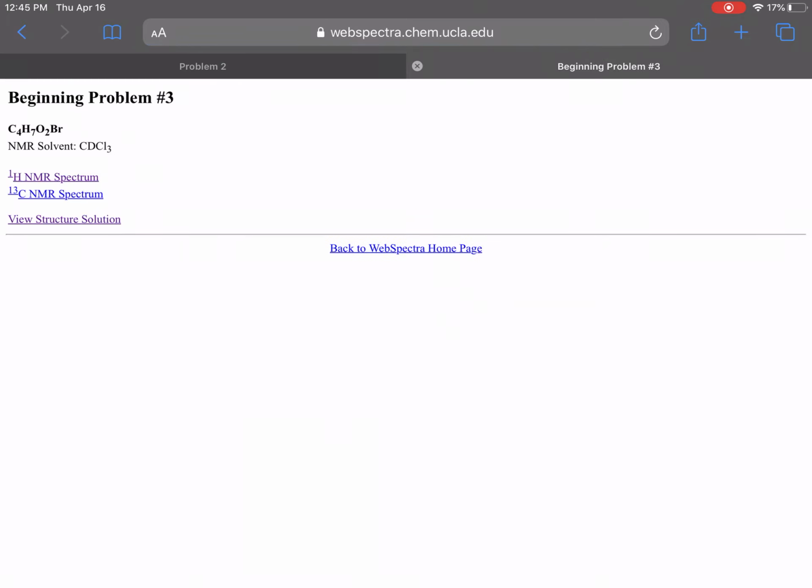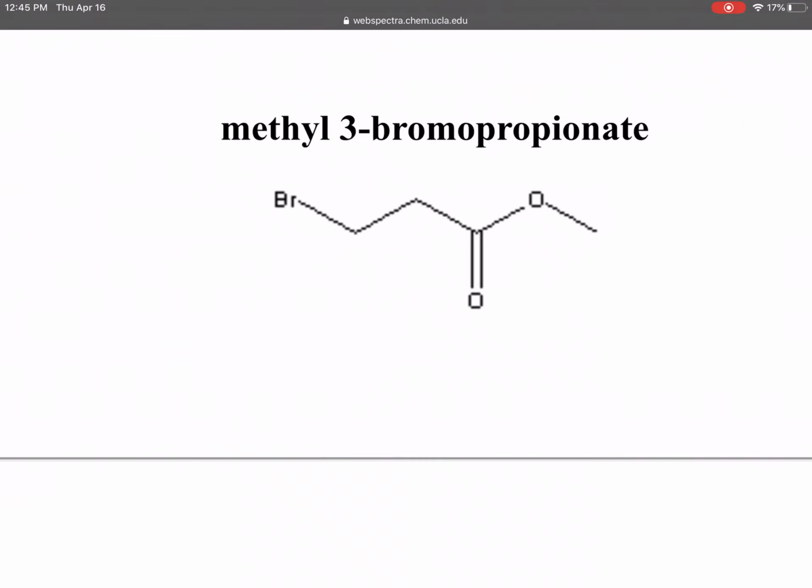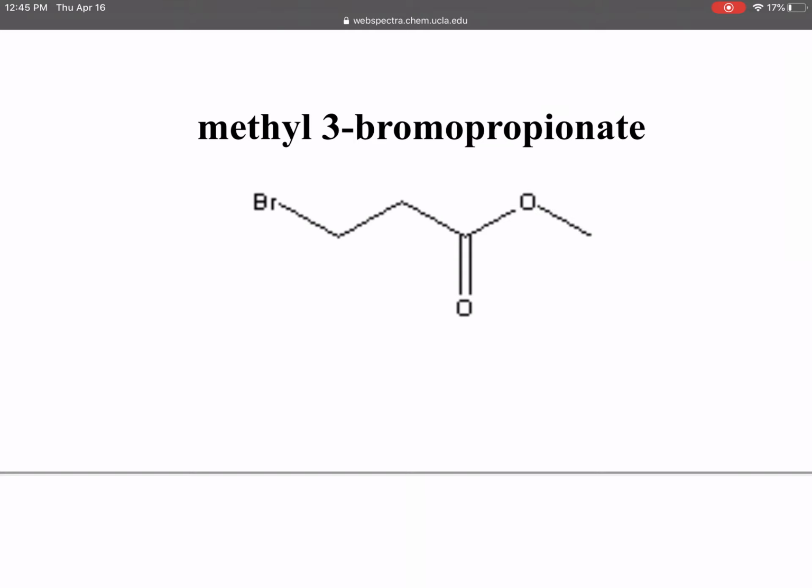Let's go ahead and see if we got it right. And so we see here, this is our structure. We do have 2 carbons that each have 2 hydrogens, so that looks good. And then we also have another one that has 3, a methyl group. So this looks like a pretty good analysis.